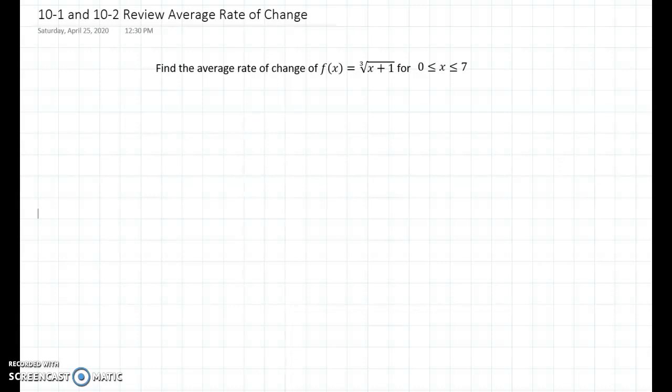The other part of 10.1 and 10.2 is finding the average rate of change for one of these cube root or square root functions. In general, and this is something I would definitely put in your notes, the formula for average rate of change for any function is going to be the difference of y-coordinates. I'm just going to use letters to stand for our coordinates. Remember, f of x is a y-coordinate, over the difference in x-coordinates.